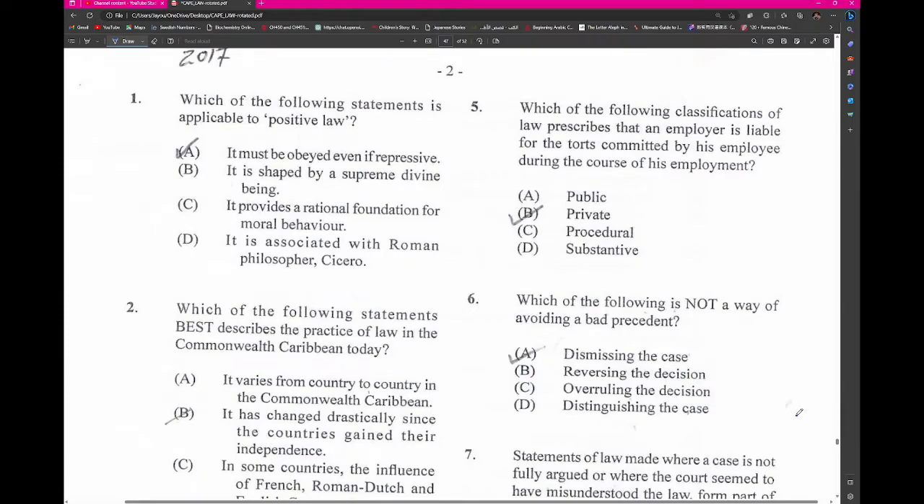Let's have a look at Law 2017. Well, Law Unit 1 2017 paper. We're going to discuss some of these issues with this paper as well. Which of the following statements is applicable to positive law? It must be abusive if repressive.